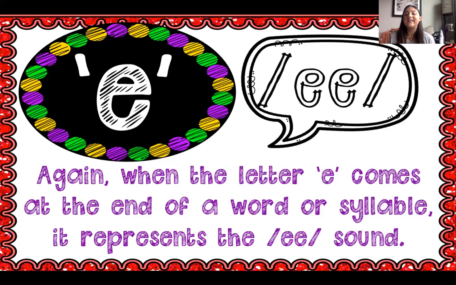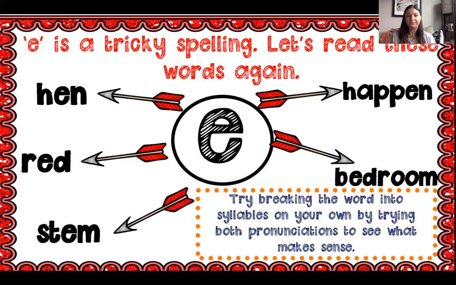Alrighty. Again, when the letter E comes at the end of a word or a syllable, it represents the E sound. E is a tricky spelling. Let's read some of these words again. These are the ones we just stretched out before. We're gonna read them together.